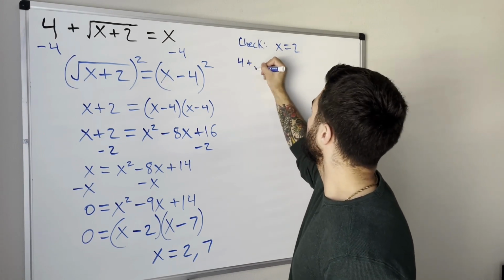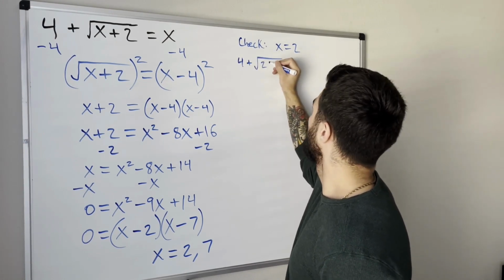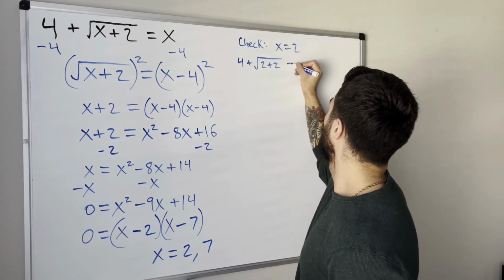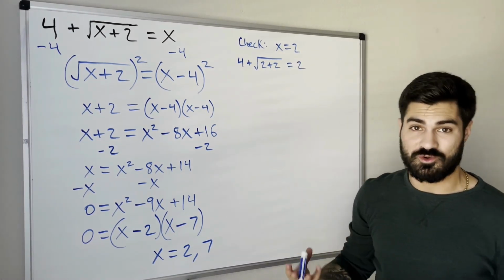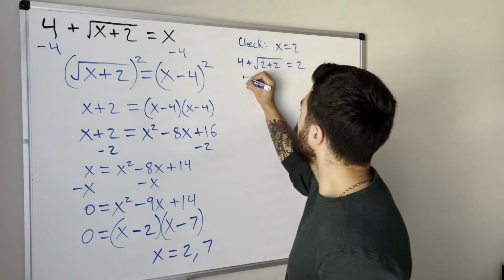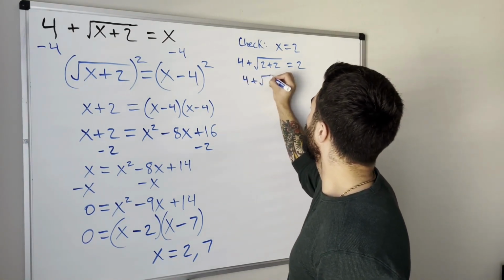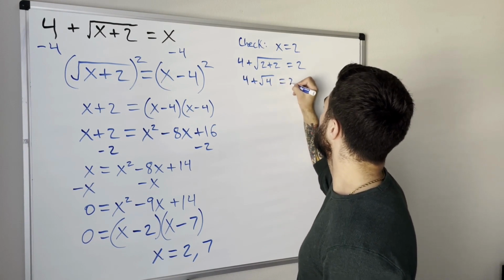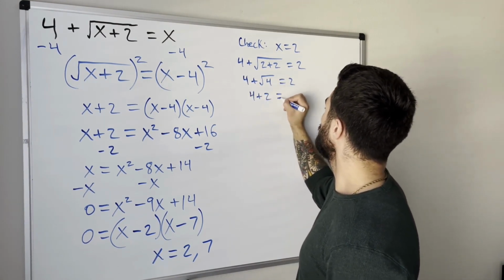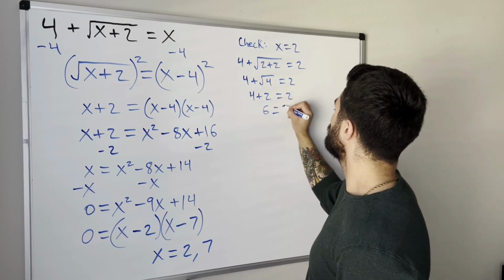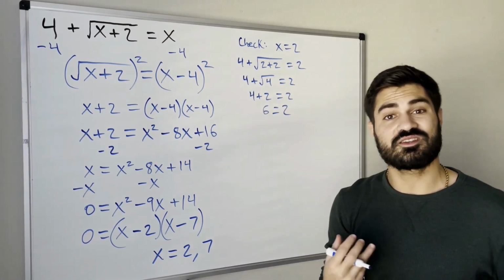Well, 4 plus the square root of 2 plus 2 equals 2. We want to verify whether this is a true statement or not, right? So let's simplify. 4 plus the square root of 4 equals 2. Square root of 4 is 2. So 4 plus 2 equals 2. 6 equals 2. This is nonsense. 6 does not equal 2.